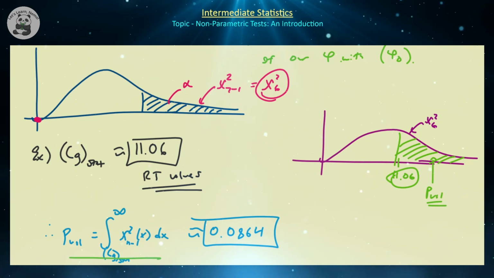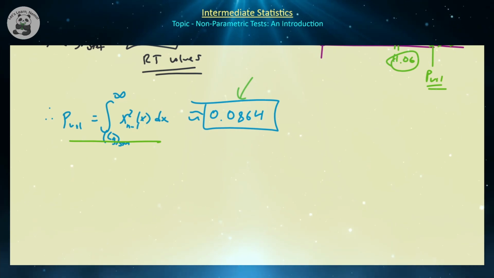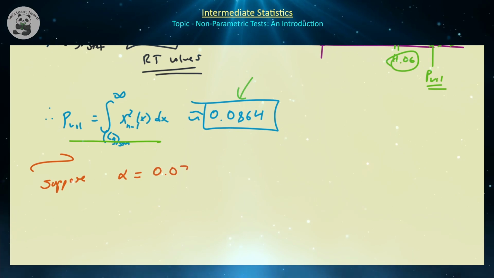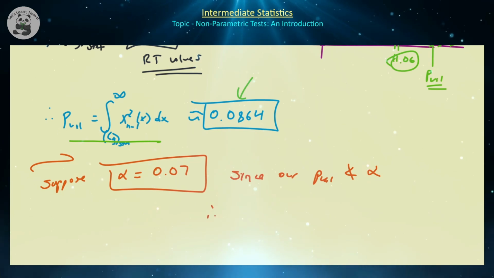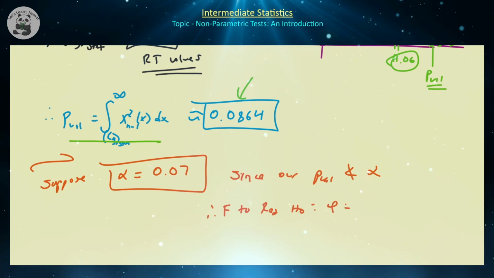You can calculate this integral in a variety of ways. For example, that would be pchisq in R or some other language. So that is our particular p-value. Let's assume that we have an alpha to compare it to. Suppose our alpha is equal to 0.07, so 7% alpha. Since our p-value is not less than our alpha value, we fail to reject the null hypothesis that our distribution follows that particular distribution.